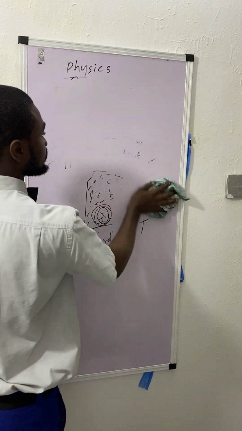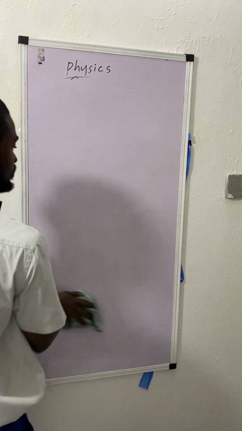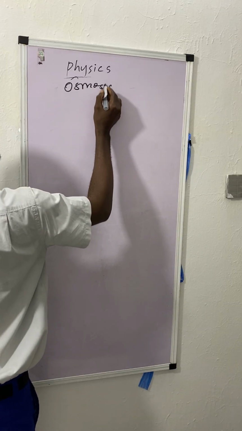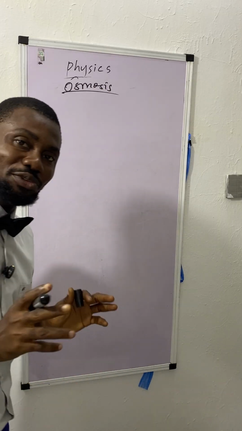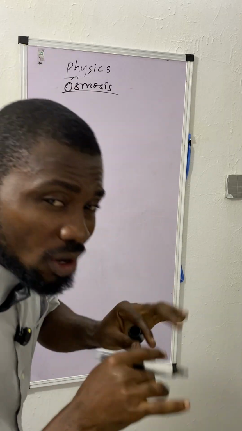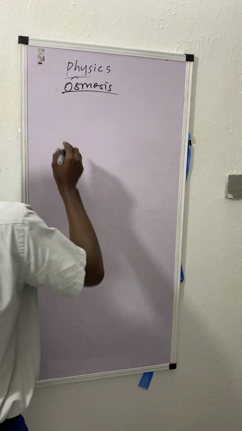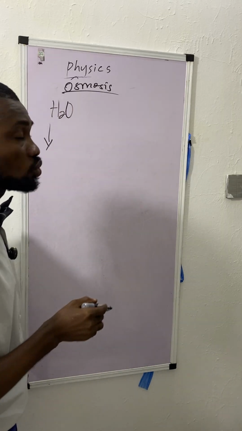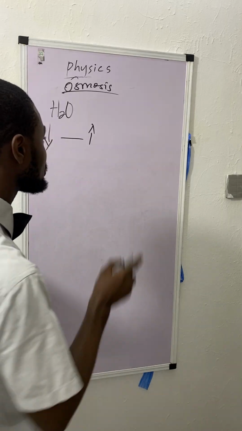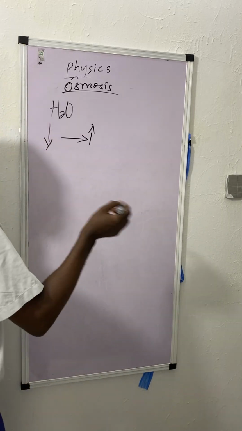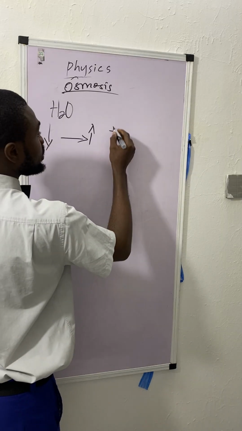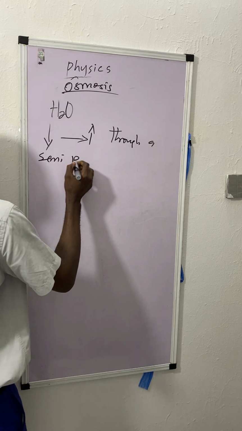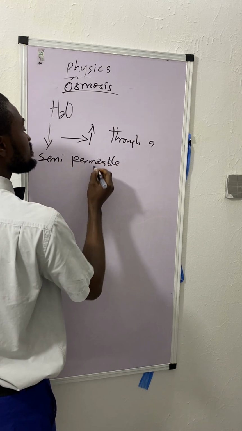Osmosis is the movement of water molecules, specifically water molecules, from a region of lower concentration to a region of higher concentration. Don't forget this. There is a semi-permeable membrane that it passes through. What's the meaning of semi-permeable membrane?